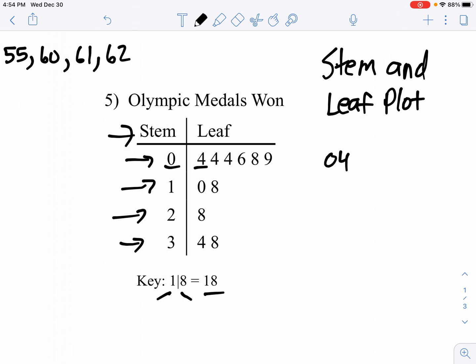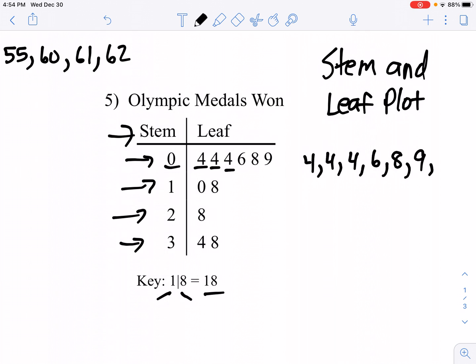Now, how many of you write 4 as 0, 4? You don't, okay? So really what this means here is that this guy is just 4. So the first digit would be 4. The second digit would be 4. The next digit would be 4. 6, 8, and 9. So that would take care of the first stem and leaf because you're not going to list 0 in front of those numbers, okay?